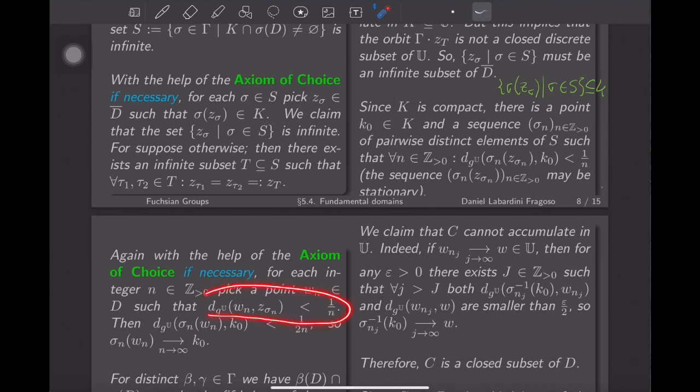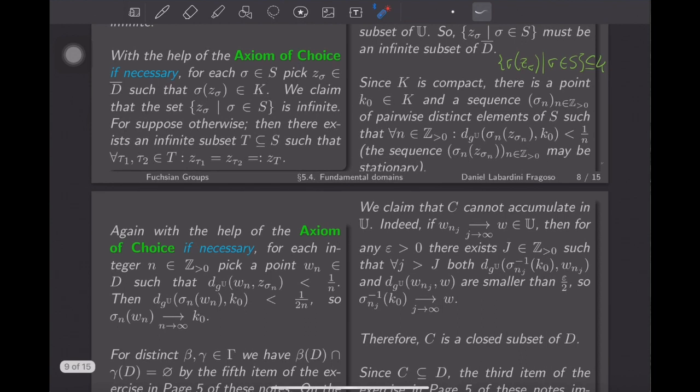I know that for each of these there is a Wn, but in order to be able to pick all the Wn's at once, I may need to apply the axiom of choice. Okay, so I believe the axiom of choice, and then I notice the following. This distance, I use the triangle inequality.